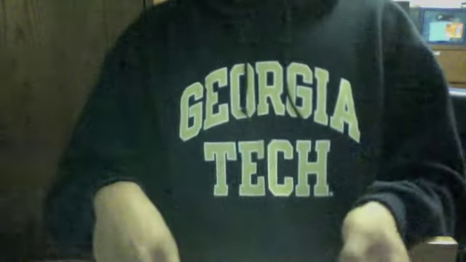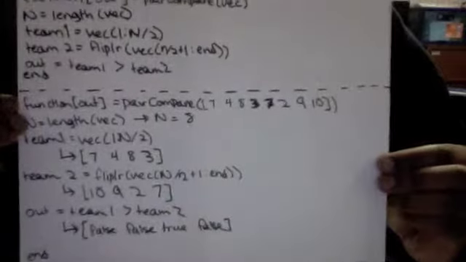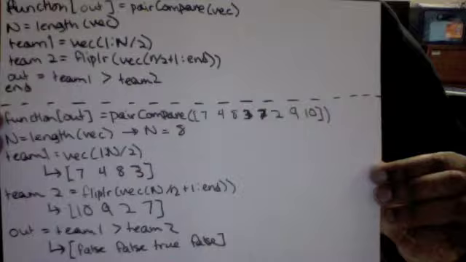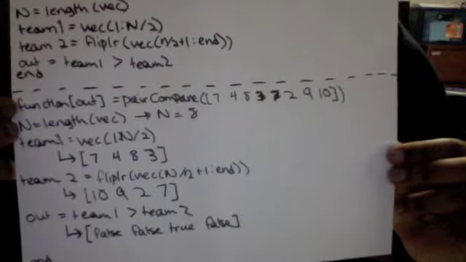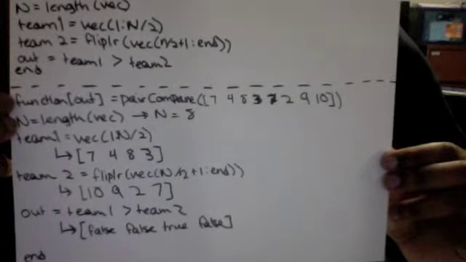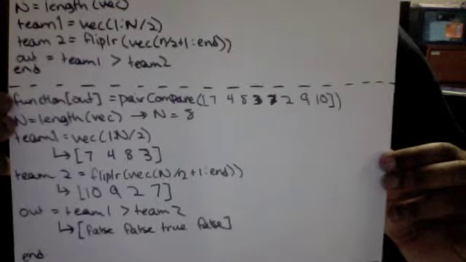So getting that code all typed into MATLAB, it's going to look something like this above the dotted line with our one output and one input. Again, walking through what our function actually does: we have function out = pairCompare of the vector. So n is going to equal the length of the vector. So n would equal 8 for this given vector.